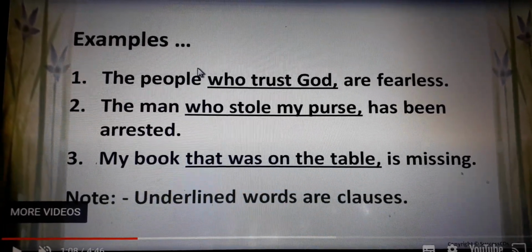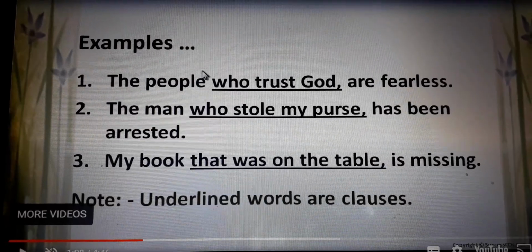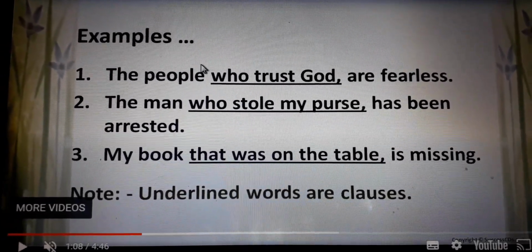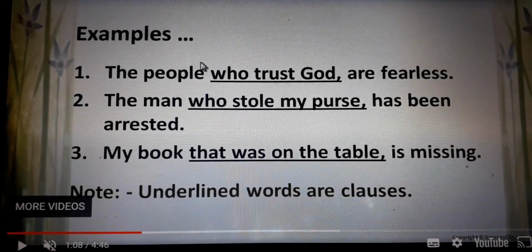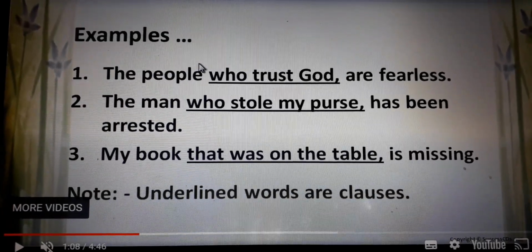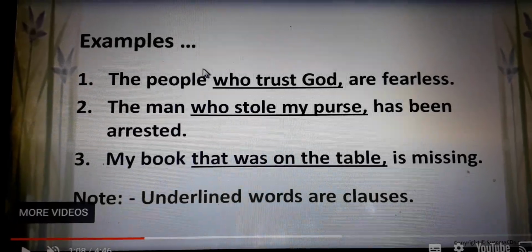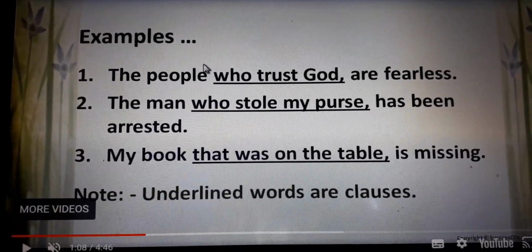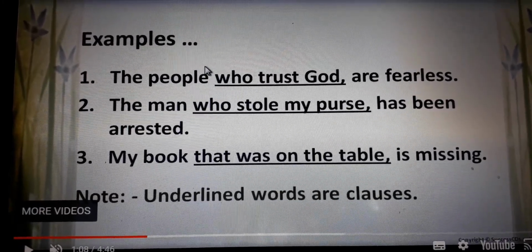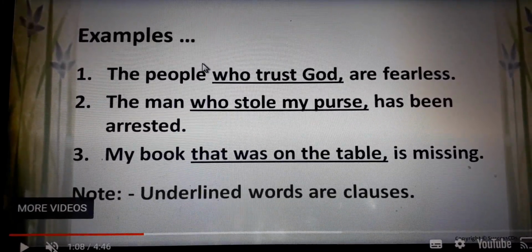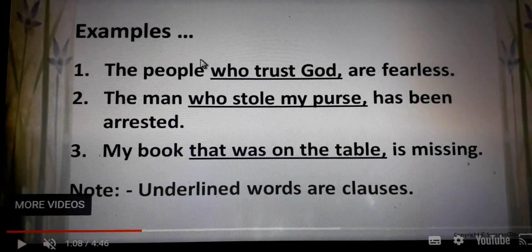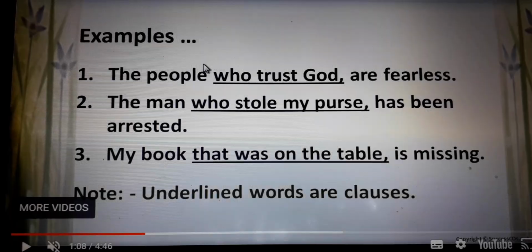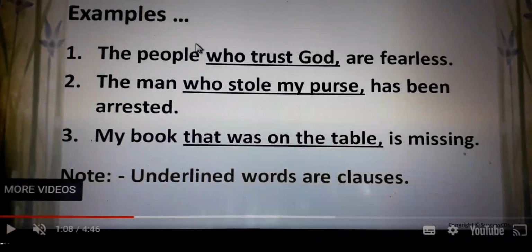The man who stole my purse has been arrested. Now here also "who stole my purse" is a clause, where "who" is a subject and "stole my purse" is a predicate, right? Again, it is not independent to make a complete sense of a whole sentence, right? It is forming a part of a sentence. In short, these clauses are forming a part of a sentence.